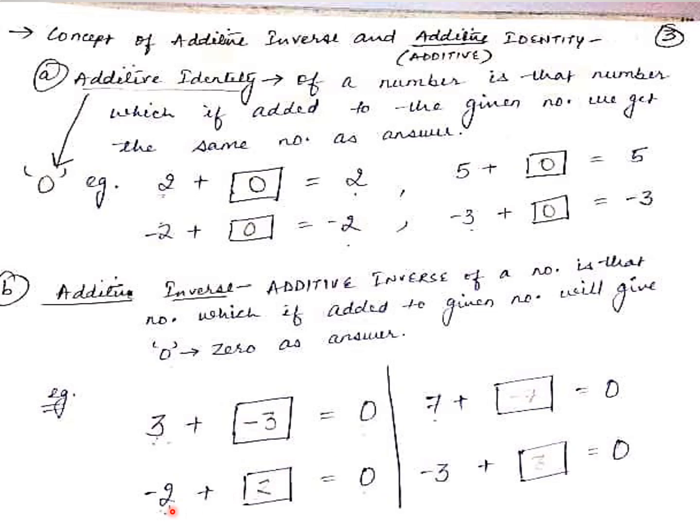In this case, we have minus 2 first. What will you add to this? The same number with a different sign, so we will add plus 2. If you have minus 3, we will add plus 3. So these numbers are known as additive inverse. Suppose you have a as a number, then you will add minus a to get 0 as the answer. I hope you got the concept of additive identity and inverse.